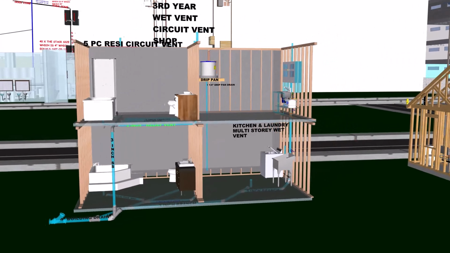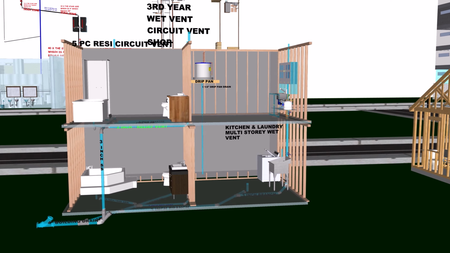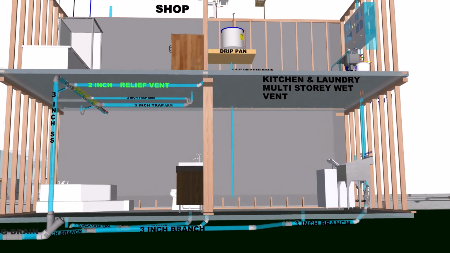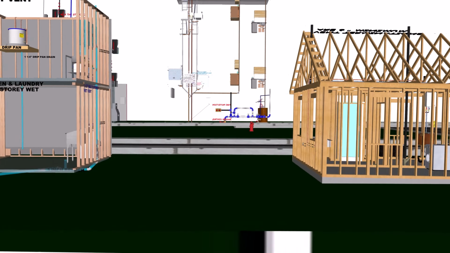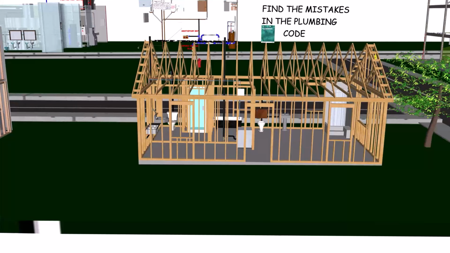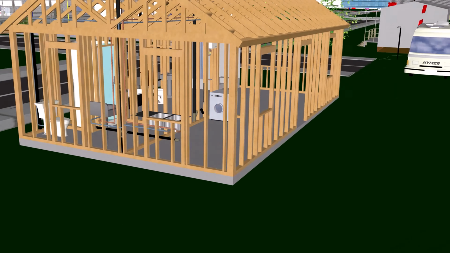One of the fun projects of the third year shop is the residential circuit vent, residential wet vent, and multi-story wet vent. We'll even talk about a single-story house, a small house, and the old rules on backwater valves, including a gate valve to a floor drain.